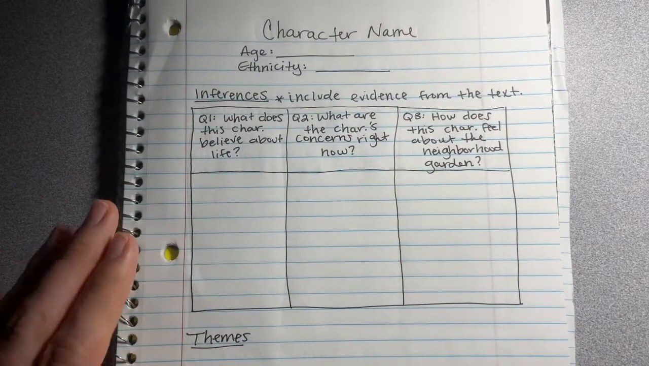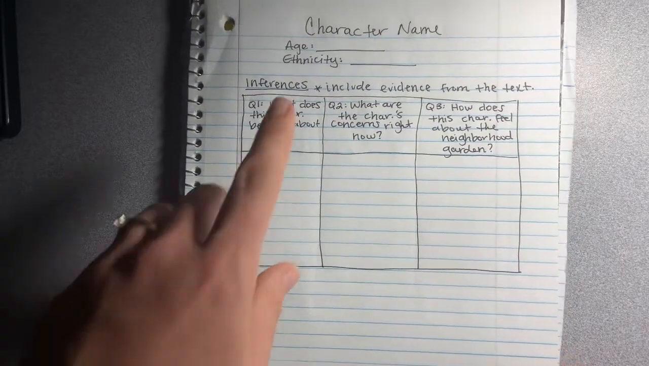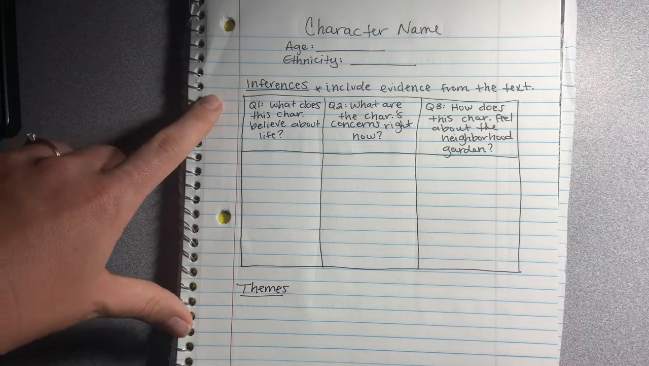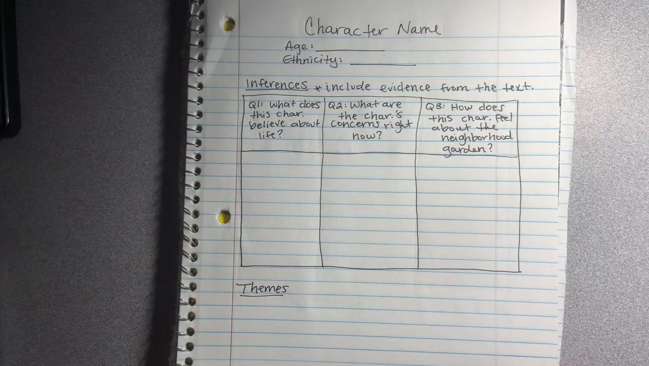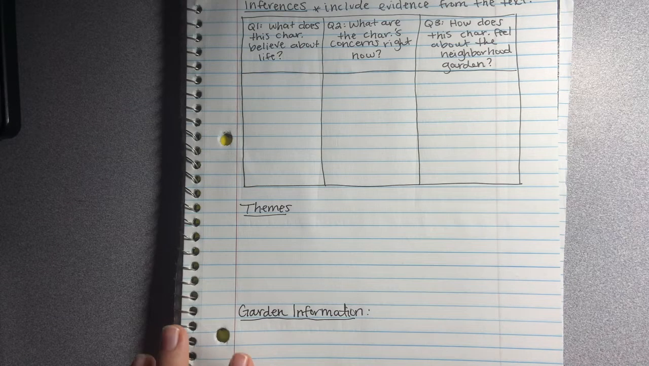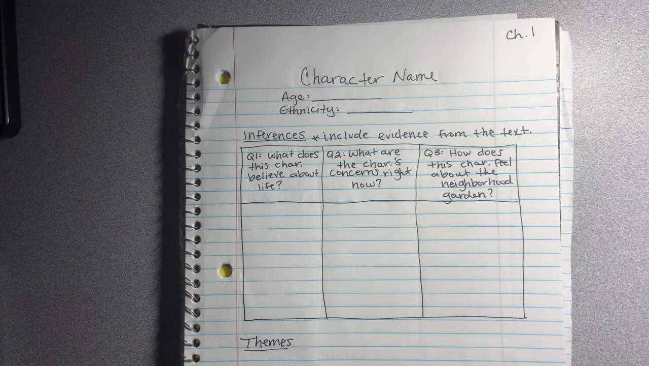So as a whole, this is what your page should look like. I'm going to zoom out for just a second. You should have your character name, their age, their ethnicity. You should have an inferencing section with the 3 questions. You should have a spot where you can put themes and a spot for garden information for each and every single character.